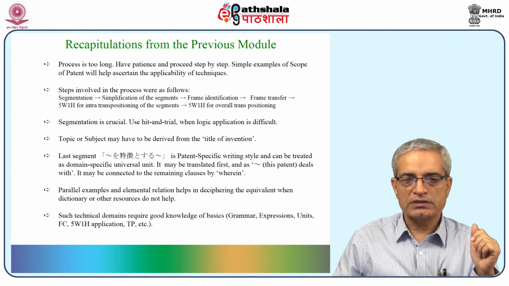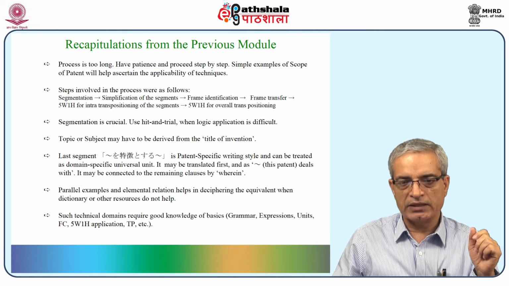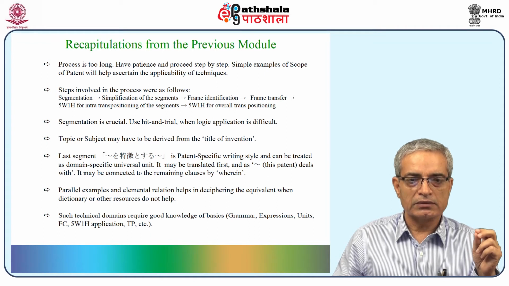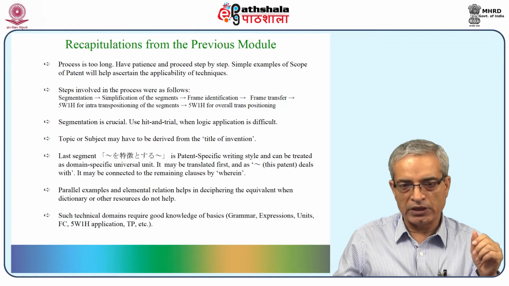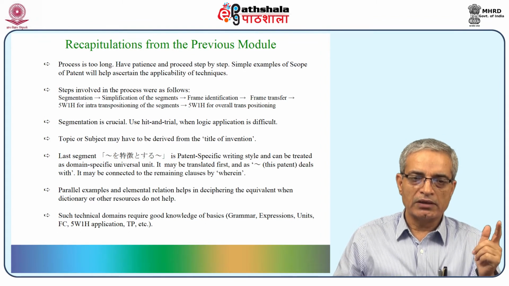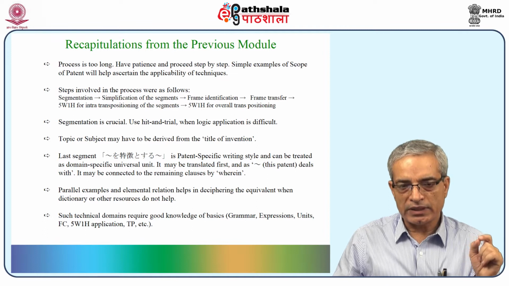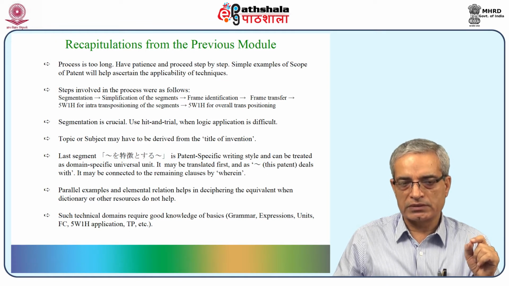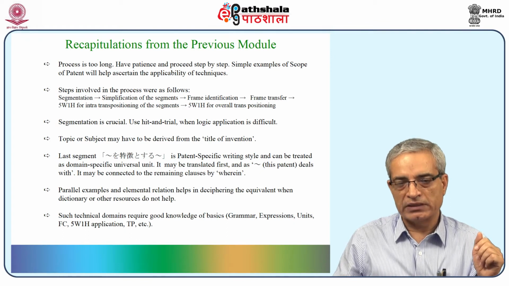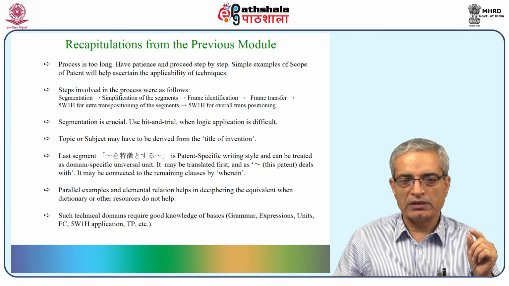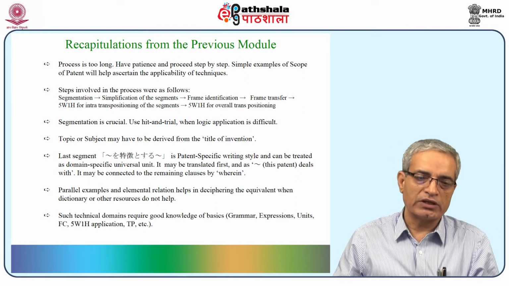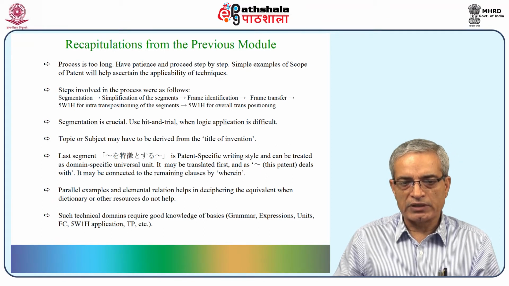It may be translated first as 'this patent deals with', and then it can be connected to the remaining part by 'wherein'. Parallel examples and elemental relation help in deciphering the equivalent when dictionary or other resources do not help. Such technical domains require good knowledge of basics. Such means the patent or legal or medical. So one has to be very clear that the grammar, expressions, units, frame capturing, 5W1H application, transpositioning, etc. These things are the basics and should be very clear to the translator.